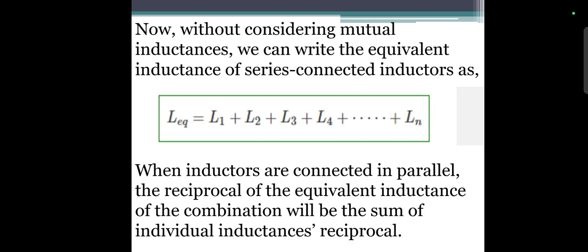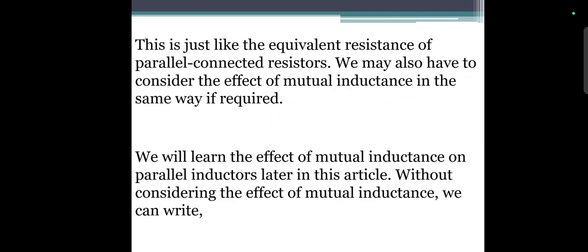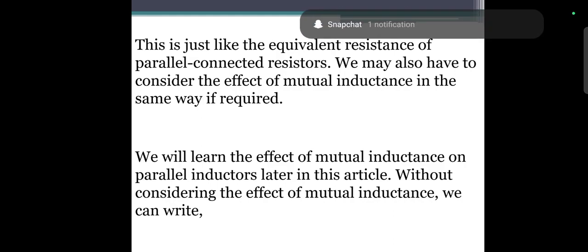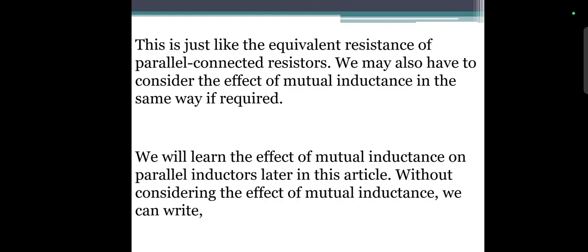When inductors are connected in parallel, the reciprocal of the equivalent inductance of the combination will be the sum of the individual inductances' reciprocals. This is just like the equivalent resistance of parallel connected resistors. We may also have to consider the effect of mutual inductance in the same way if required. We will learn the effect of mutual inductance on parallel inductors later in this article.